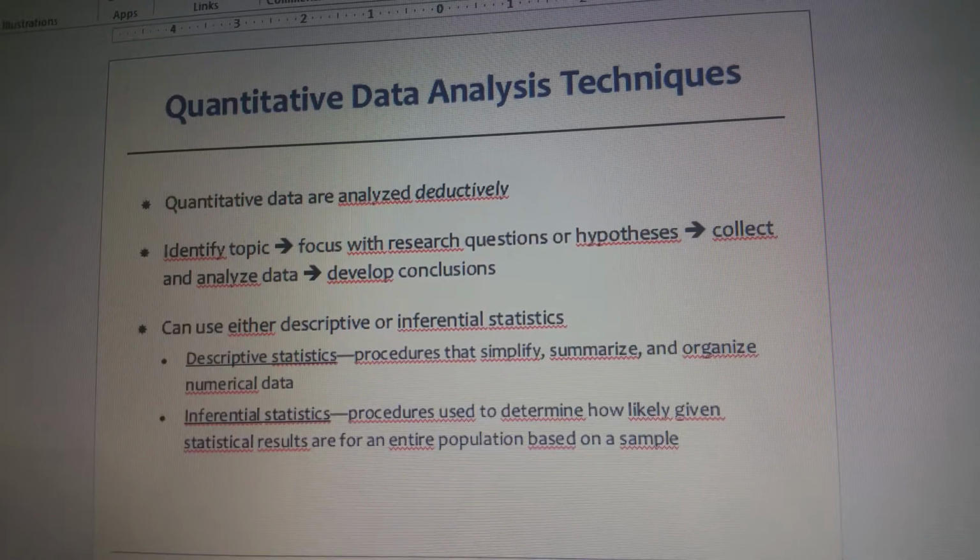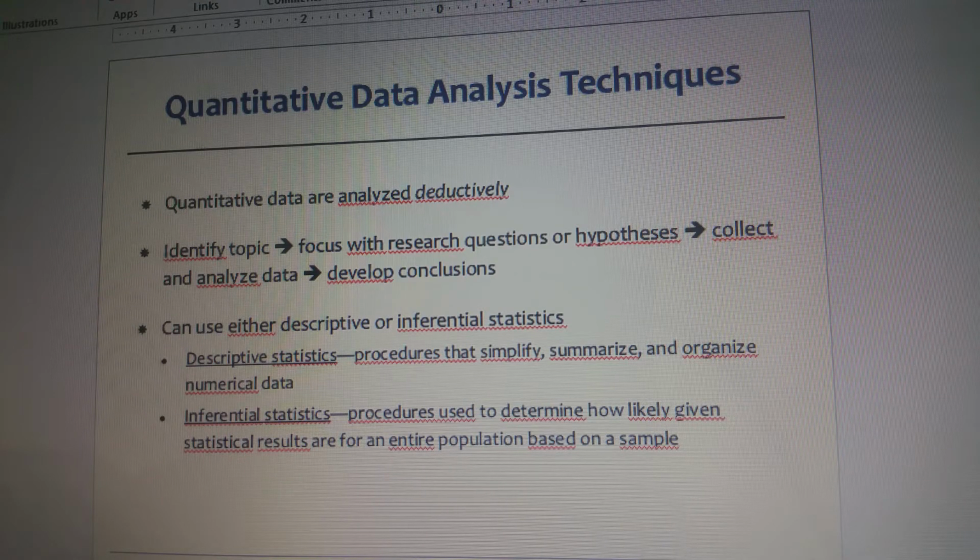For quantitative data, where you analyze the data deductively, so you are looking from the general into the specific, you again summarize, categorize, tabularize, minimize all the numbers into small, meaningful numbers. And there are two different ways of doing it. Either we use descriptive statistics or inferential statistics.